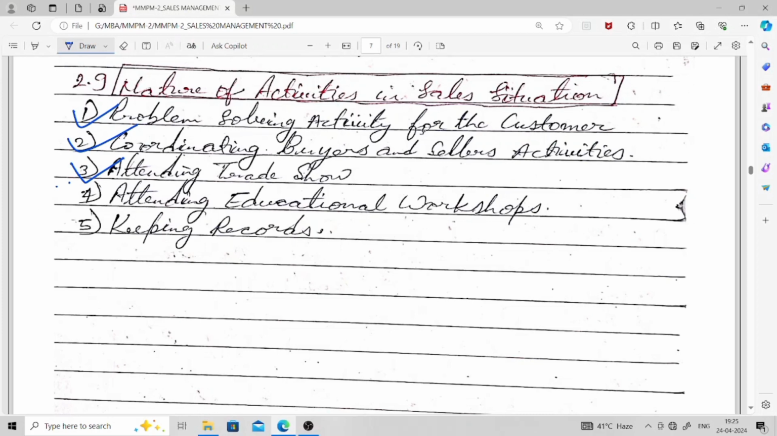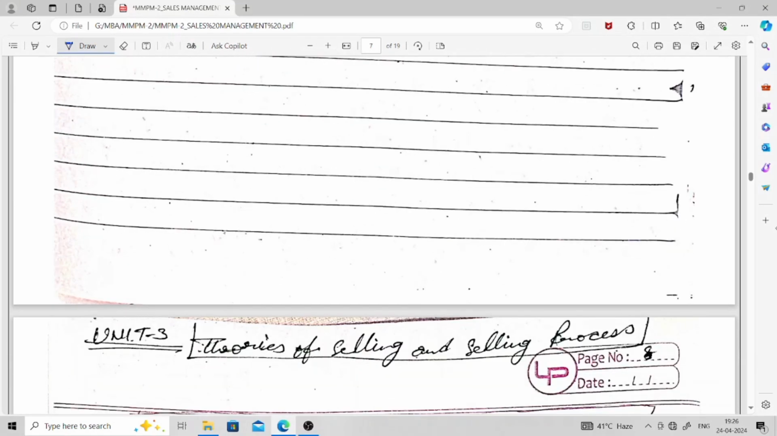Attending educational workshops, because from time to time they should attend educational workshops so that they can understand the changing pattern of their job. Then keeping records. They should also be able to keep records of their work. I think that's all about this second unit, and in the next session I will talk about the third unit.